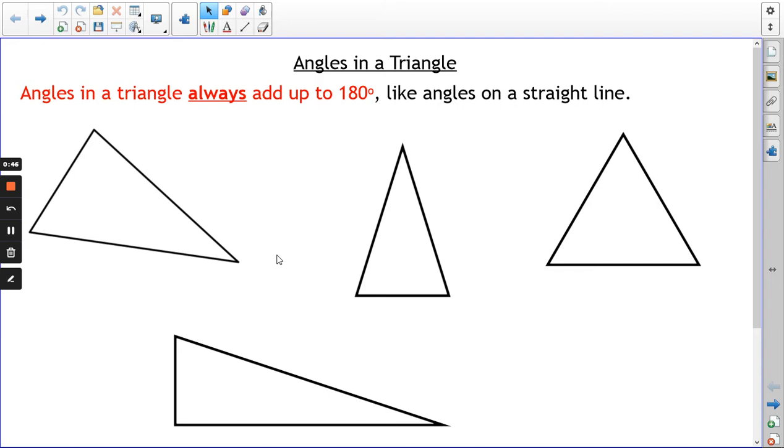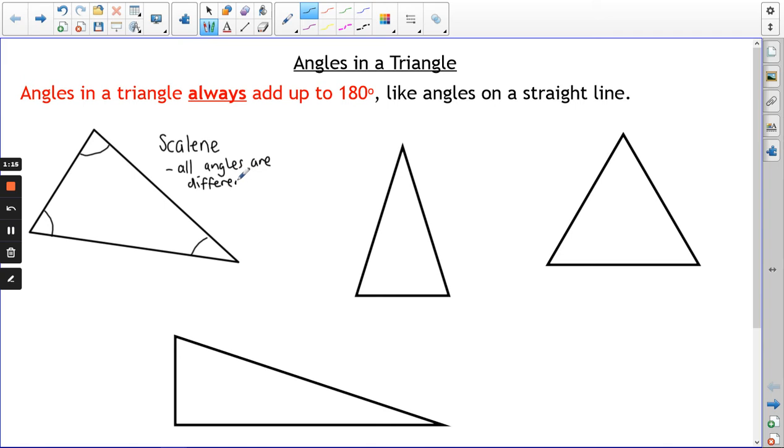Then I've got a couple of triangles here that I want you to draw and label with me. So pause the video to try and keep up. This first triangle, there's nothing special about it. All of its angles are different. It's called a scalene triangle. Scalene triangle means all the angles are different. There's nothing special about a scalene triangle. You'd have to be told two of the angles and you can work out how big the third angle is. We'll do an example of each of these in a minute.